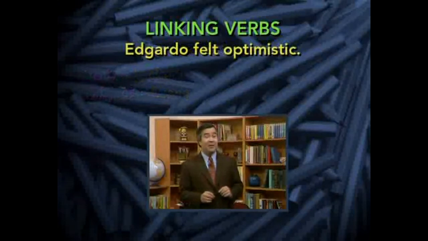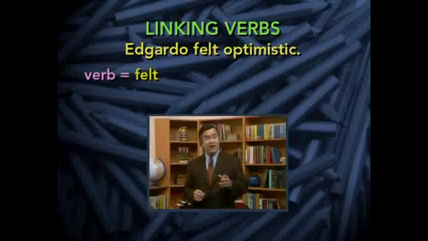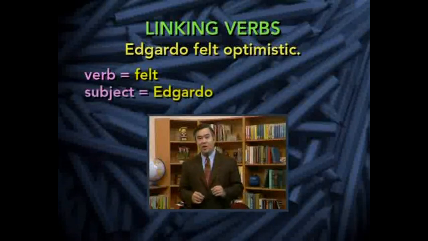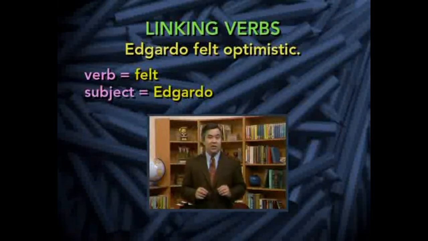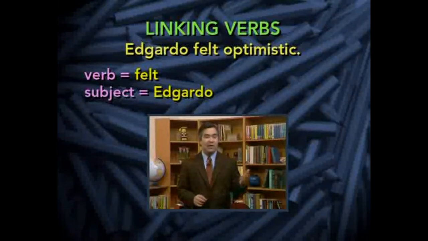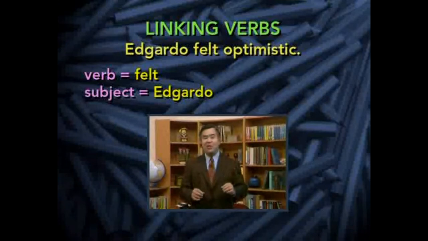Edgardo felt optimistic. In this sentence, the verb is felt, and the subject is Edgardo. And what did Edgardo feel? He felt optimistic. Once again, felt is being used as a linking verb in this sentence because Edgardo and optimistic are being linked. They are being equated.